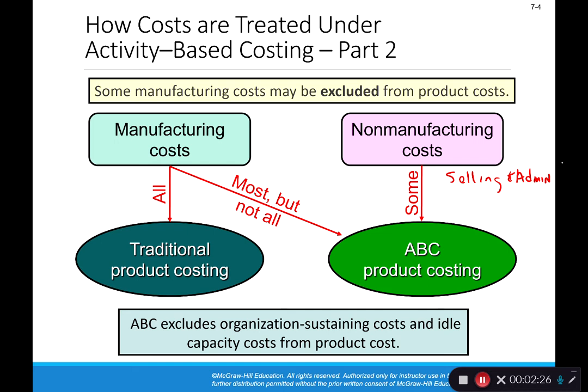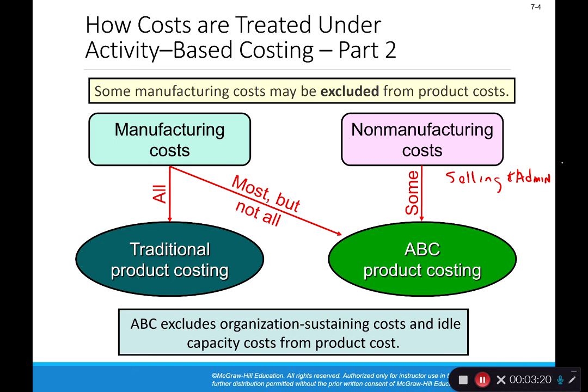ABC excludes organization sustaining costs and idle capacity costs from product cost. What does that mean? Well, organization sustaining costs would be costs associated with upper level administration. So that would be things like the CEO, CFO's salary, the accounting department, the human resources department. Those are all organization sustaining costs. IT department would be another example. Idle capacity costs would be if there's like some type of machine breakdown or disruption in the factory. Anytime employees are sitting around not actually making the product, that's considered idle capacity costs. ABC doesn't apply idle capacity costs to the product, because obviously when you're making the product, you have to be actually working on it. And idle capacity means you're not able to work on producing the product, so ABC excludes those costs.